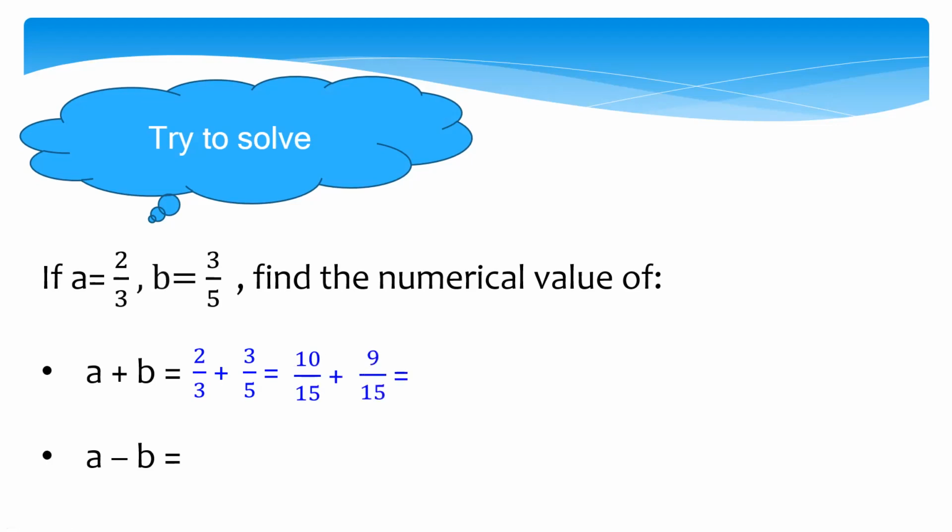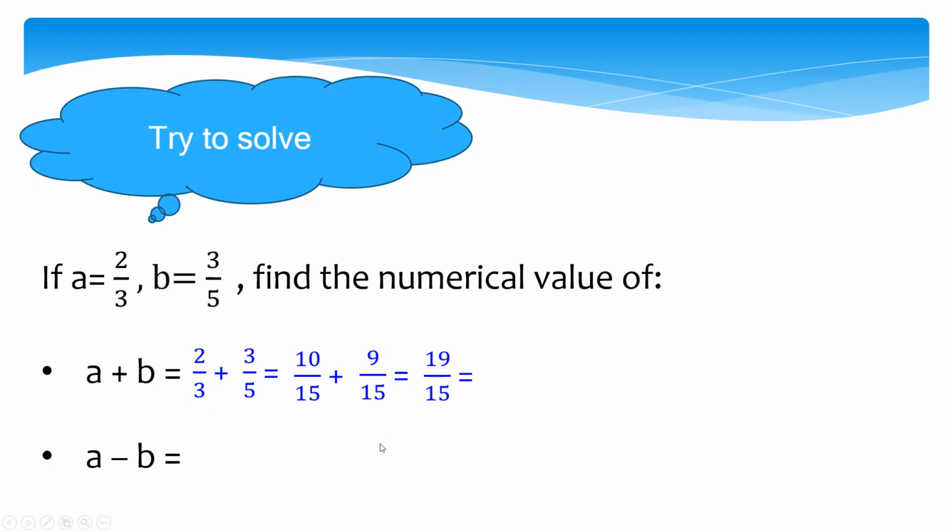3 times 5 equals 15. I will put 15 in the denominator and make cross multiplication. 5 times 2 equals 10. Write the plus as it is. 3 times 3 equals 9. You have the same denominator, so I will add 10 plus 9. 10 plus 9 equals 19 over 15.